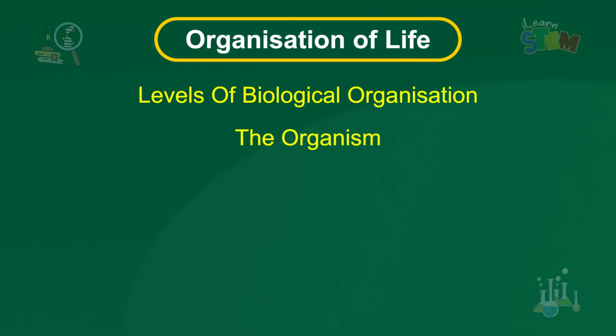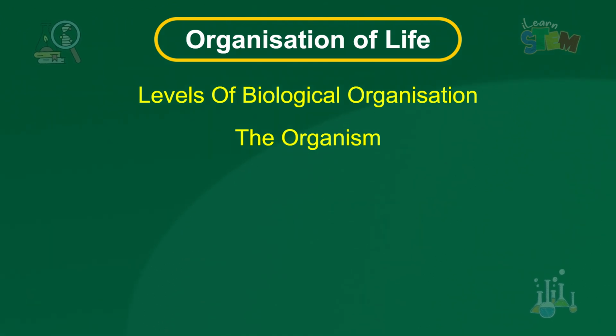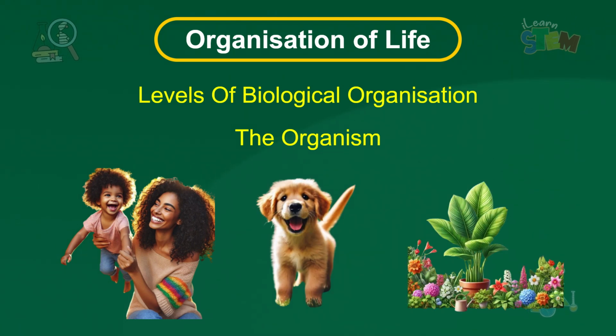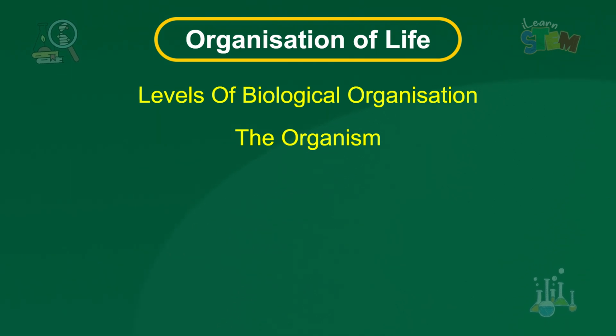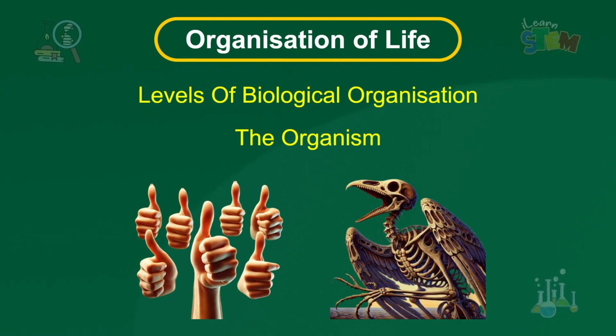5. Organism. When all the systems work together, you get a whole organism. That is, you and I, a dog, or even that houseplant behind the house you forgot to water. Organisms are the complete package, each adapting to its environment in incredible ways. From humans with opposable thumbs, to birds with hollow bones for flight. Evolution has optimized each species.